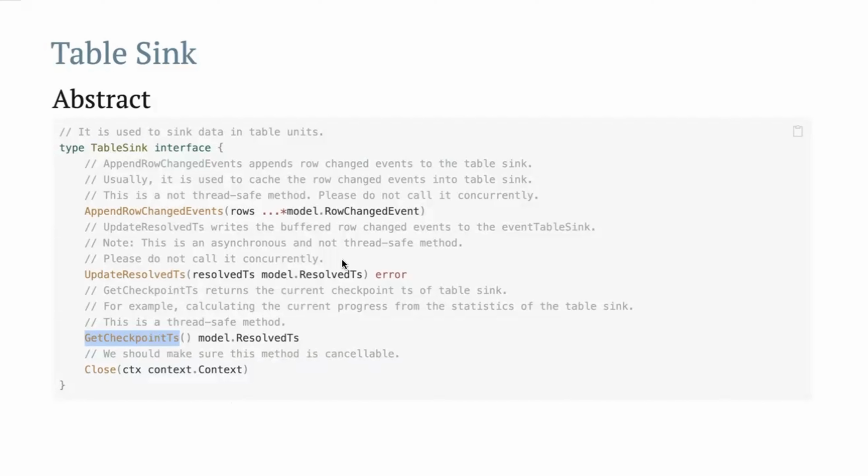So as you can see, the table sync is just a simple buffer. This will add the data to the buffer. This will flush the buffer to the downstream, and this is responsible for giving the progress of this table sync, so the caller or top level module knows what the progress of this specific table is.